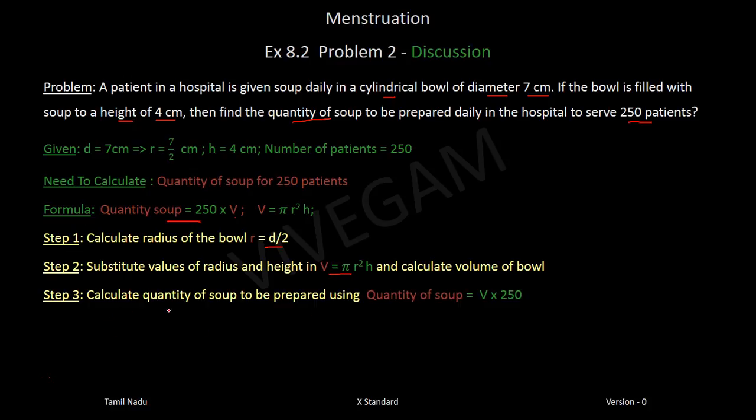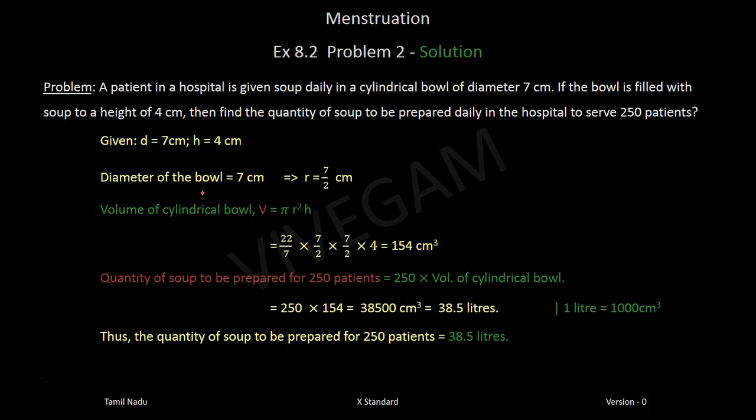Next, step 3, calculate the quantity of soup to be prepared using quantity of soup equal to V, which is the volume of one bowl, into 250, because there are 250 patients. Okay, it's quite simple, isn't it? Though it looks a little difficult, if you break the problem down, you can easily solve it. Now pause the video and try to do it on your own, then come back and look at the solution.